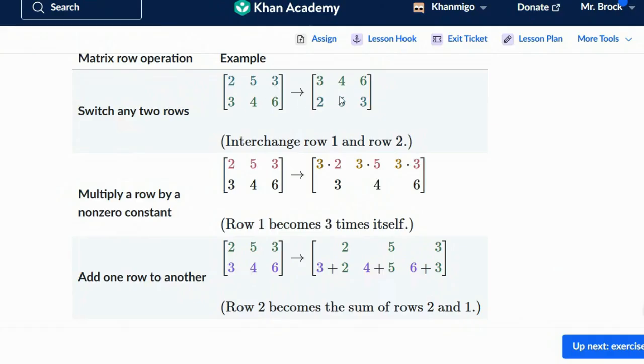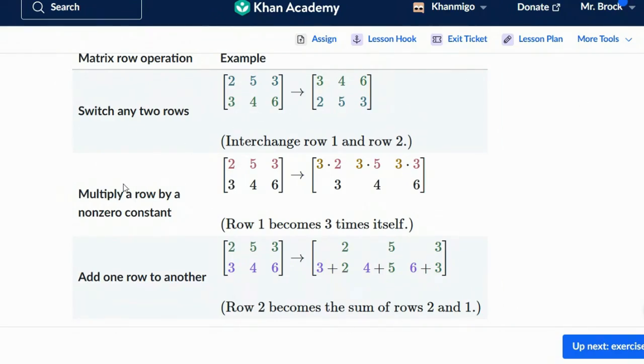And if we think about that, that makes sense, because if we have a system of equations, it doesn't matter which equation you list first or which ones you list second. And so with a matrix, it shouldn't matter which row is first or which row is second. So we can do that. We can switch any two rows.